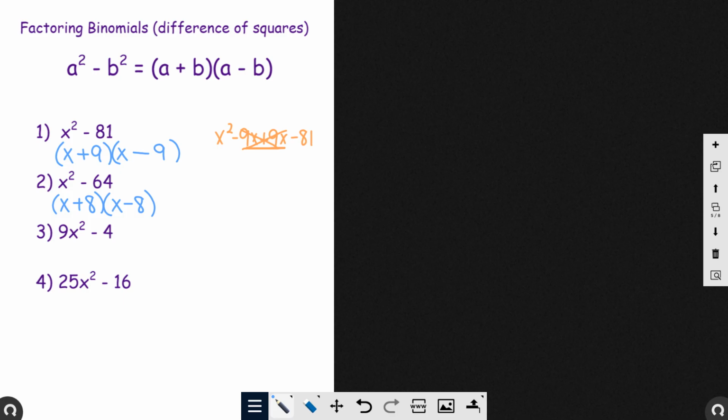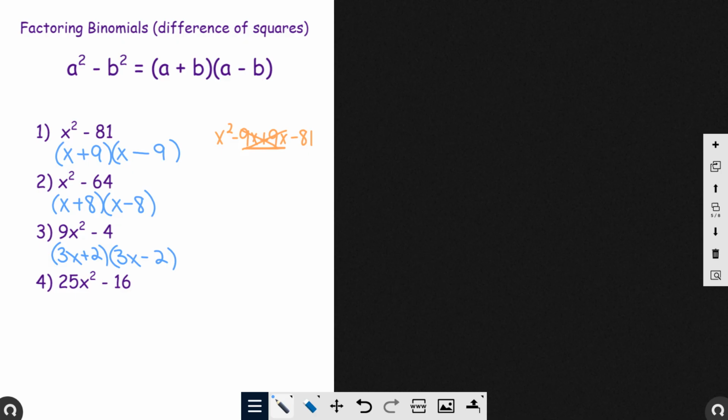Now let's look at this one. This one is still a difference. And are these still perfect squares, 9 and 4? Yes. So we can go ahead and make our 2 parentheses. The only difference is we have to put something extra at the front. What times what is 9? 3. So this is actually a 3x that we're going to put at the front. What times what is 4? 2. So we put a plus 2 and a minus 2. So our final answer is 3x plus 2, 3x minus 2.